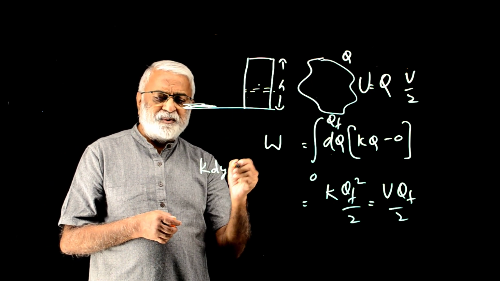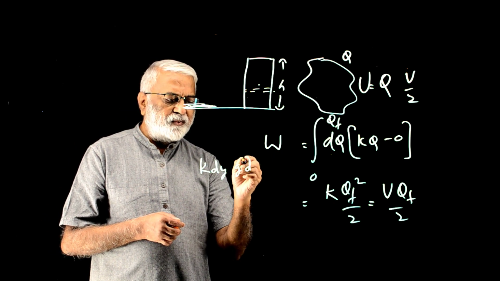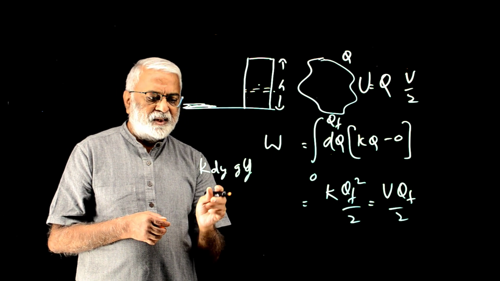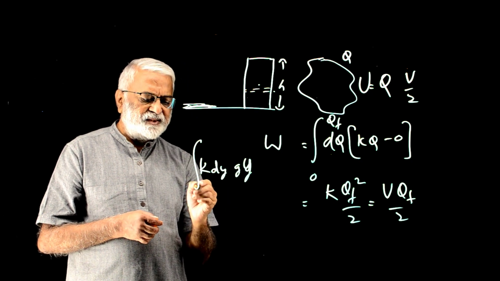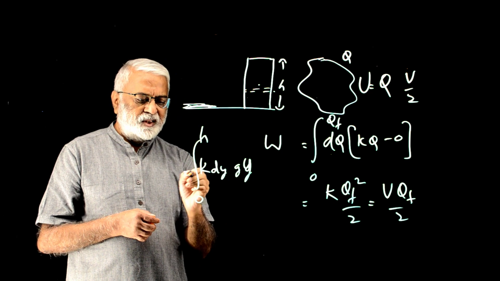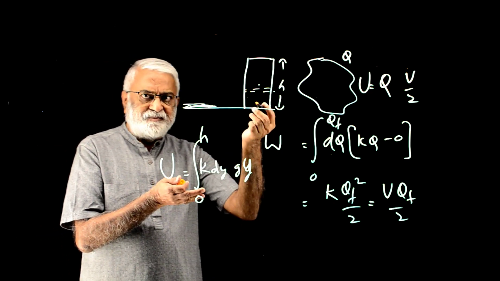And that's been lifted through a height y, right? So work done is g into y, mgh. K dy is the mass added, it's been lifted through height y. So integrate this from 0 to h, and that will give us the energy. This is if you look at the process of building it up.